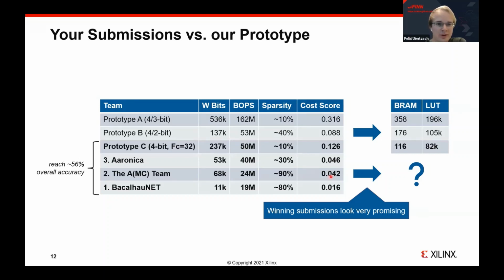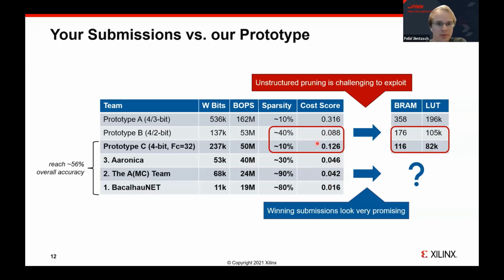And you can see here with this example of prototype B that the cost score is lower, but the resource consumption is actually higher than prototype C. And this is because it could not exploit this higher sparsity of around 40%, which naturally occurs when you go towards these very narrow bit widths of 2 in this case. So while we assume that your submissions will be a significant improvement over our prototype, there is not a linear increase in actual resource consumption to be expected here.